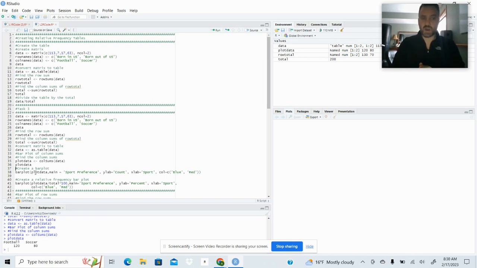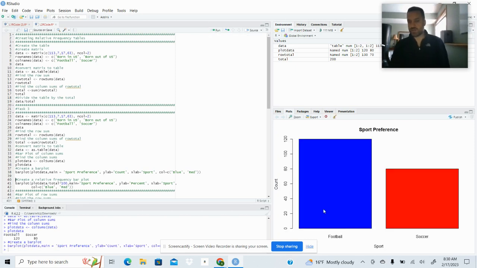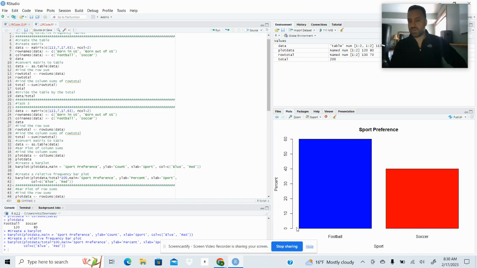And then I can do a bar plot of the plot data, put the main title as sports preference, the Y label is going to be the count, X label is sport, and then I can change the two bars to be blue and red. So it just shows you there the count of people that like football and soccer. And then if I want to change that to a relative frequency, what I can do is just divide that by the total. And then this just becomes the percentage of people that like either. So 60% of the people surveyed like football, 40% like soccer.